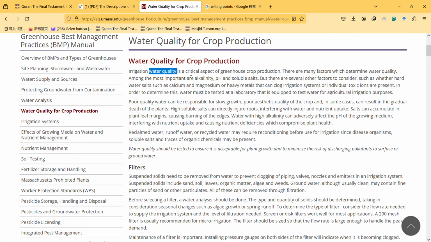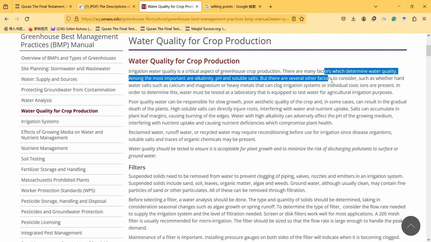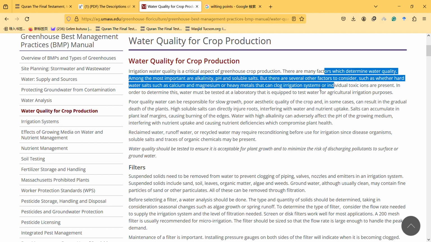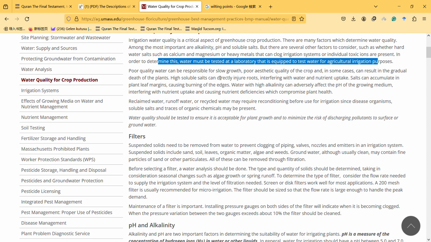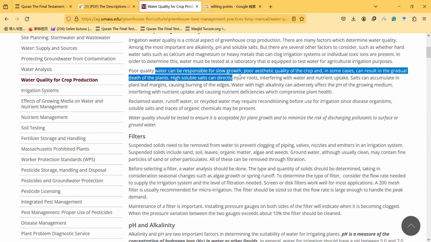So irrigation water quality is a critical aspect of greenhouse crop production. There are many factors which determine water quality, pH and soluble salts, and also hard water salts such as calcium and magnesium. In order to determine this, water must be tested. Wow, that's interesting. Poor quality water can be responsible for slow growth. So we found our answer. I just mistakenly entered this line. Poor quality water can be responsible for slow growth.